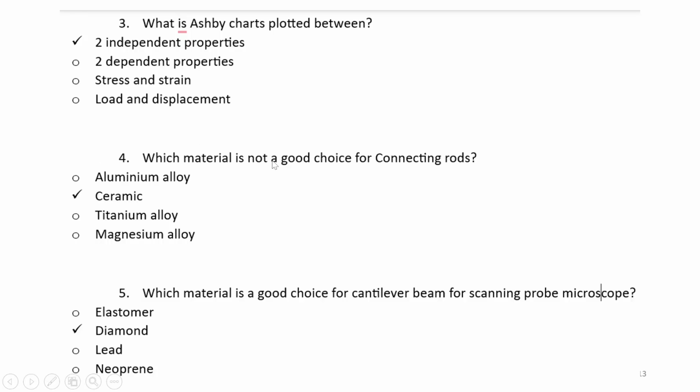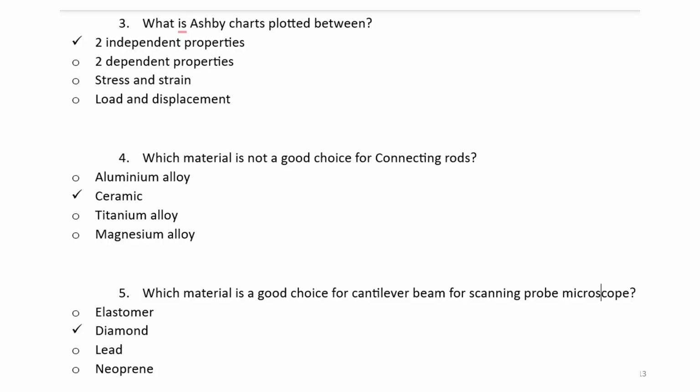Which material is not a good choice for connecting rods? Your options are aluminum alloy, ceramic, titanium alloy, magnesium alloy. For connecting rods, you require good bending strength as well as good fatigue resistance. Ceramics fail catastrophically without any plastic deformation, so they can't be used as connecting rods.